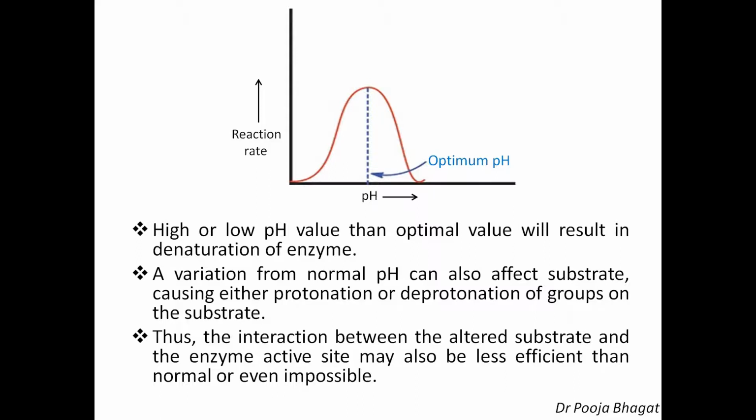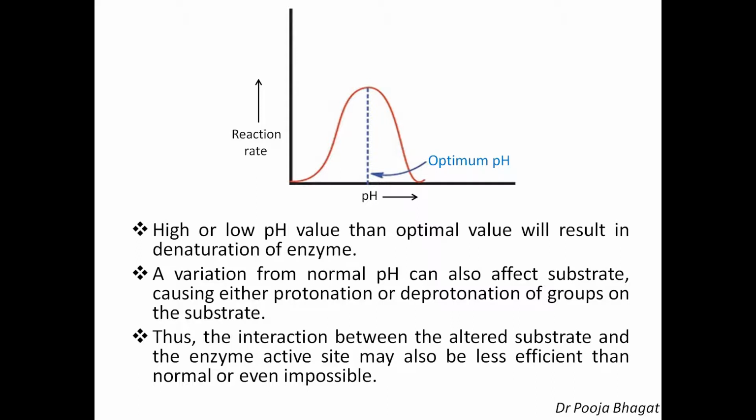For example, ammonium ion, NH3 positive. The side chain has a positive charge because of this NH3 positive. Since the medium is basic, it will abstract that proton and convert NH3 positive into NH2, the amino group. Again neutral. So the side chain which has a positive charge will be deprotonated. Deprotonated means now it becomes neutral. So again the ionic interaction is disturbed.